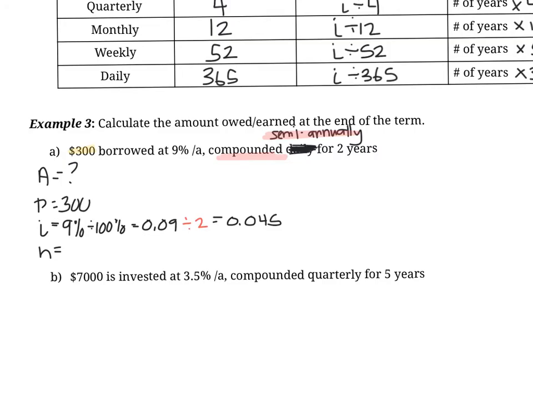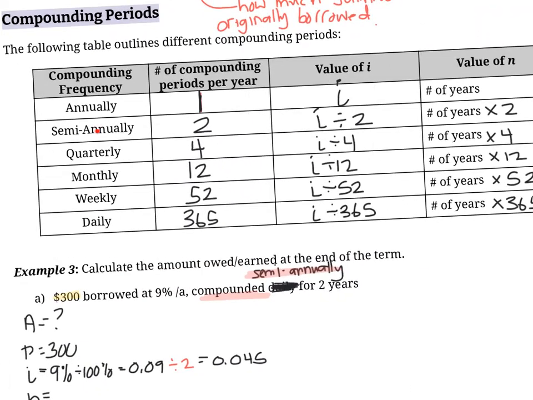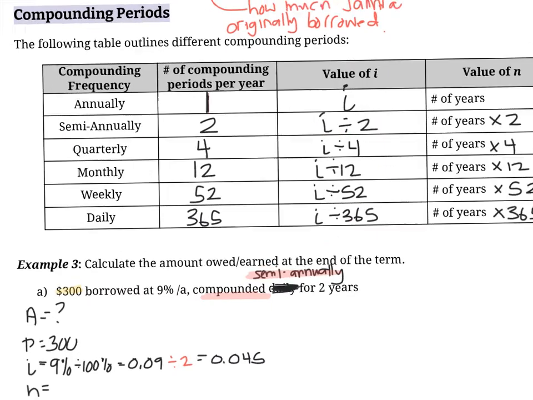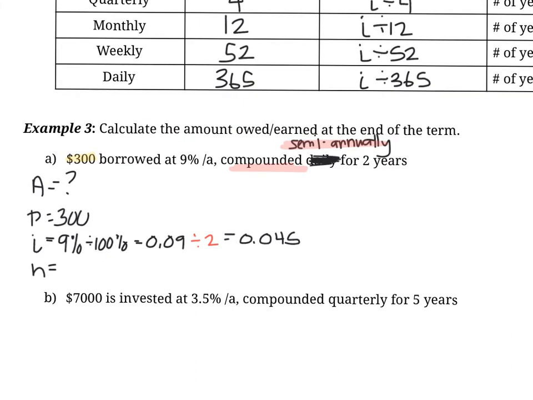So we can use our chart as sort of a cheat sheet. So for semi-annually, we're just going to take our interest rate divided by 2. If you understand what's going on, you don't need to memorize that chart, but you can use that chart anytime you want. Okay, so N.